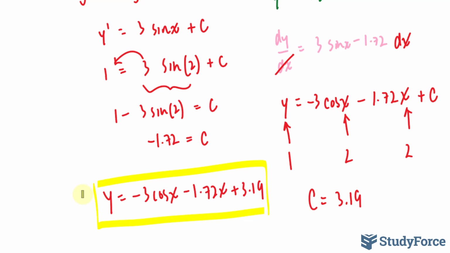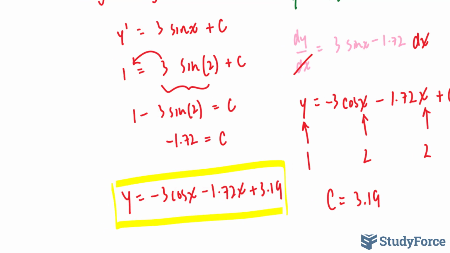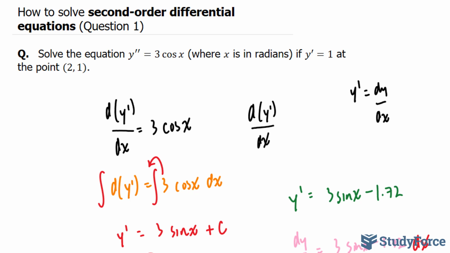To conclude, notice that we had to integrate twice to solve a second-order differential equation, and that 2 constants of integration have to be evaluated. And there you have it. That is how to solve second-order differential equations.